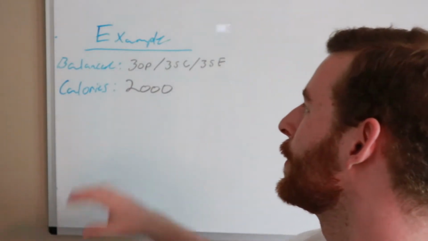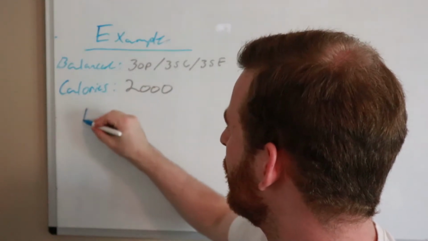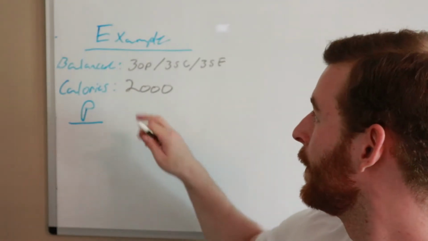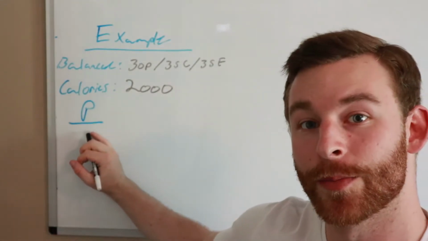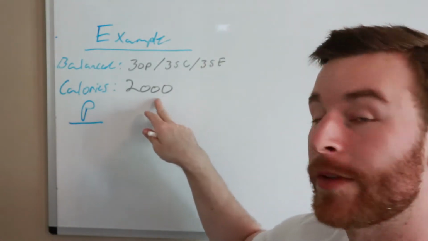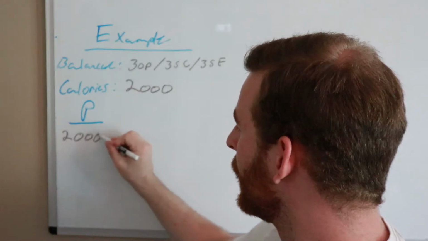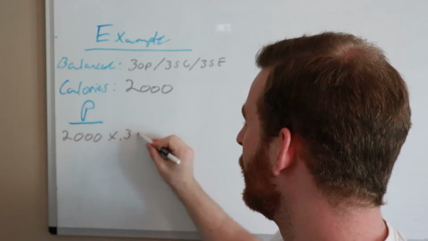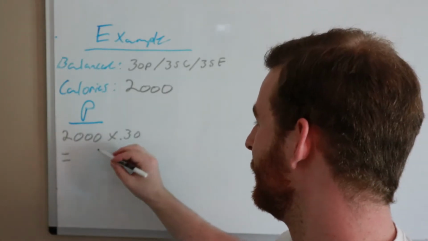So first step, we're going to calculate our protein intake using 30% protein. So for protein, we're going to use a P here. We have 30% of our 2,000 calories is going to be protein. So first step is multiplying 2,000 by 30%. So we have 2,000 times 0.3, which is equal to 600.